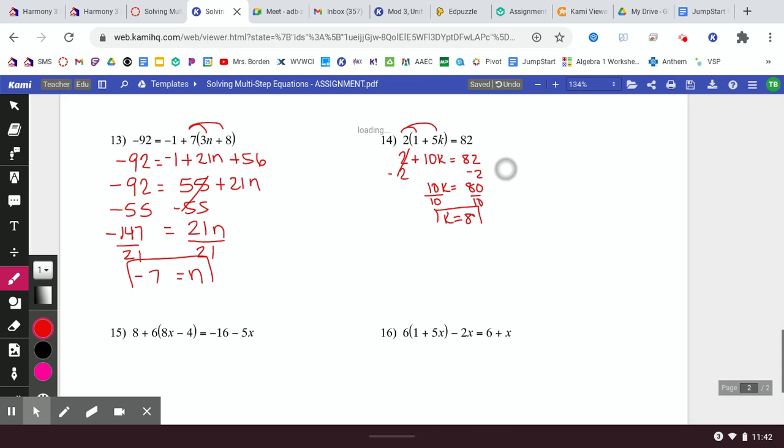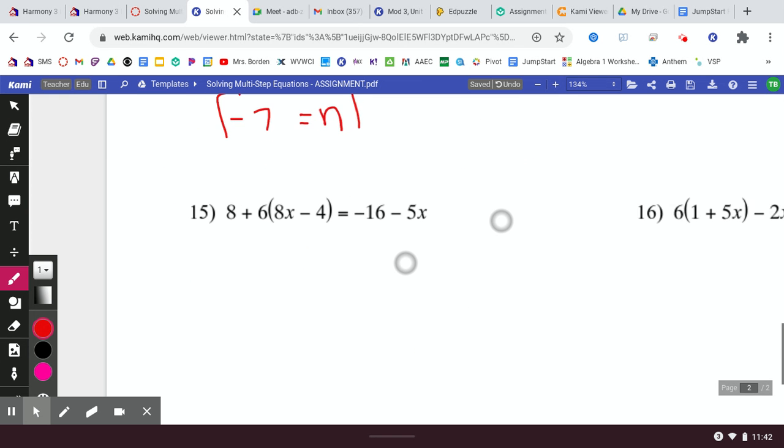All right. Jalen, number 15. What are we going to do first?